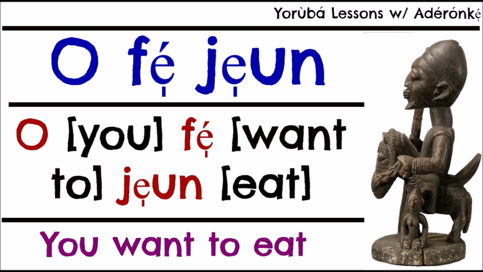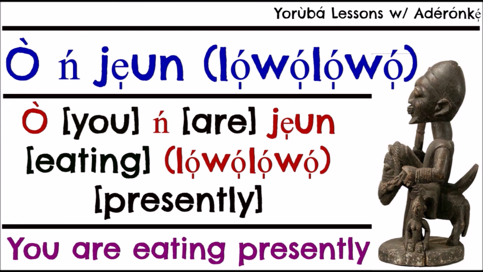Ó fẹ́ jẹun. Ó ń jẹun lọ́wọ́lọ́wọ́. Ó ń jẹun lọ́wọ́. You are eating presently. Ó ń jẹun lọ́wọ́ is what you would hear most often. Ó ń jẹun tends to be used more in the sense of you eat rather than you are eating. So ensure to include ó ń jẹun lọ́wọ́ or ó ń jẹun lọ́wọ́lọ́wọ́ just to be on the safe side.